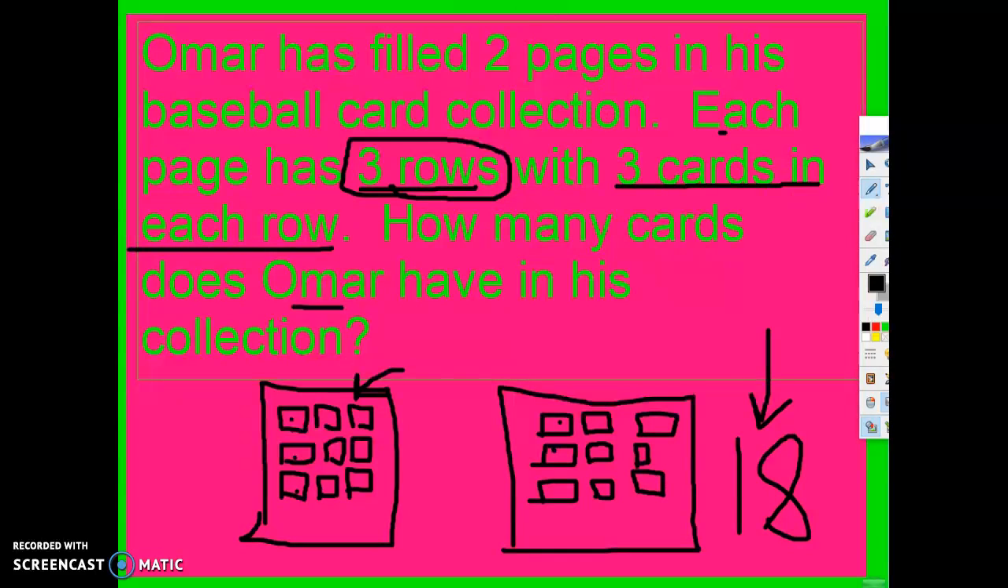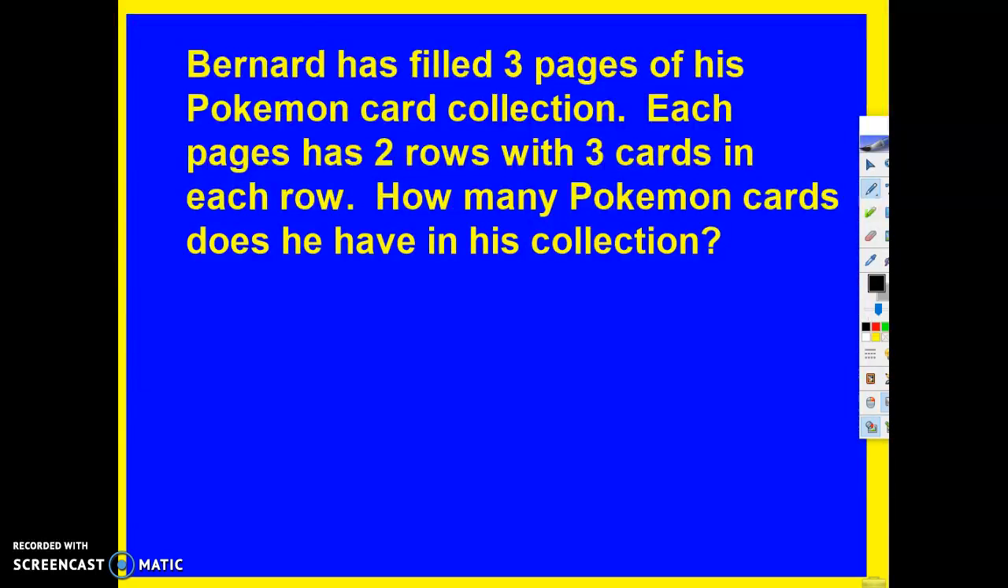Okay, let's unpack another one. Okay, this time Bernard has filled 3 pages of his Pokemon card collection. Each page, it says pages, we'll just cross that up. Each page has 2 rows with 3 cards in each row. How many Pokemon cards does he have in his collection? Okay, so now, again, if you're feeling a little bit confused by so much language, start at the beginning and just start drawing a picture.